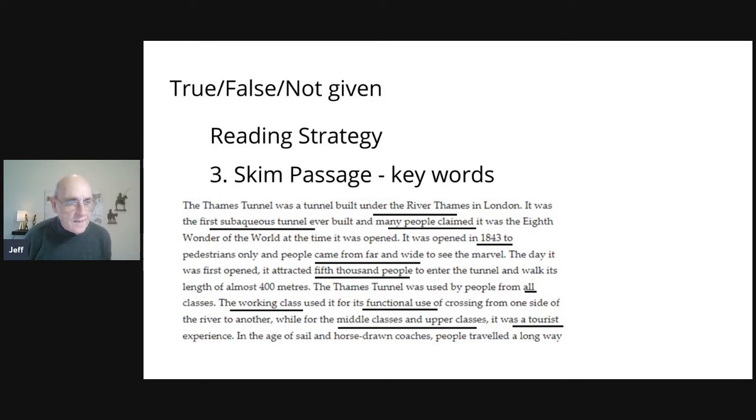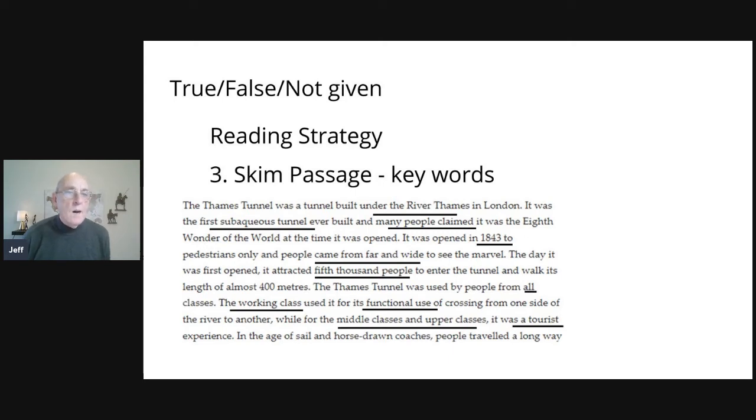And then I come and say, many people claimed it was the eighth wonder of the world. And I remember seeing eighth wonder of the world, and that many said that the Thames Tunnel was the eighth wonder of the world. That's just reaffirming for me I'm in the right place to find the answers I'm looking for. In the next line, I have 1843. I didn't have that date in the questions, but I always underline dates.